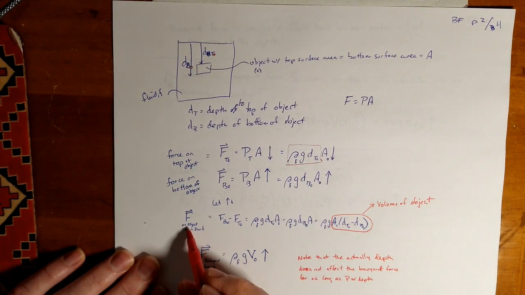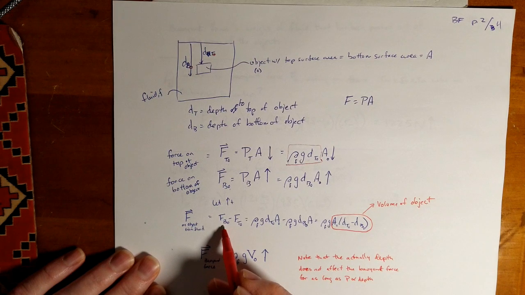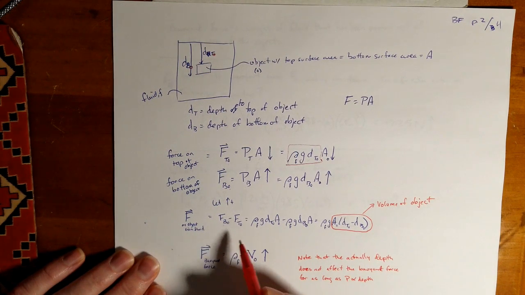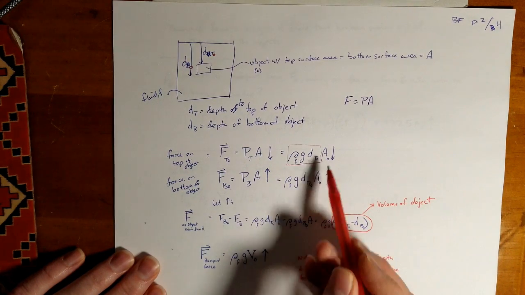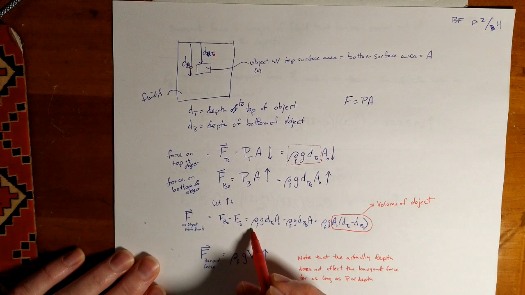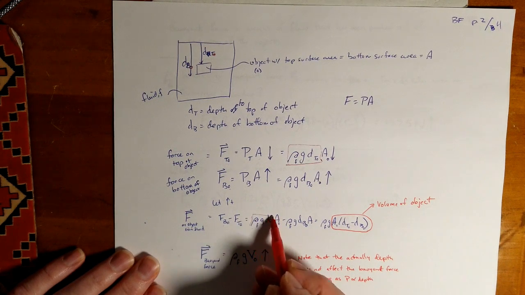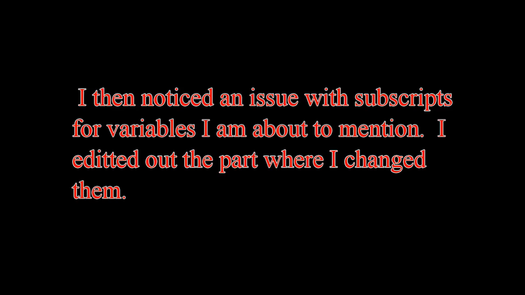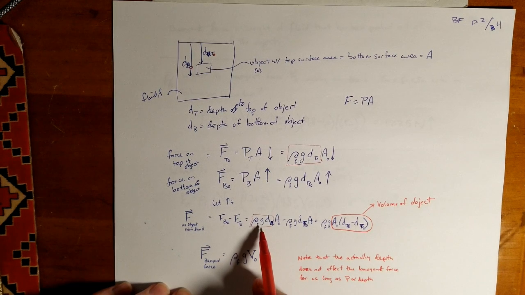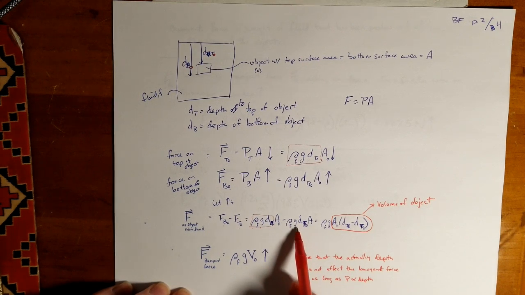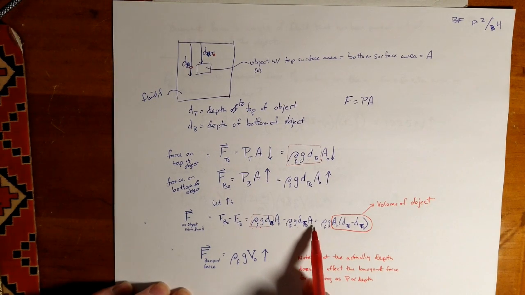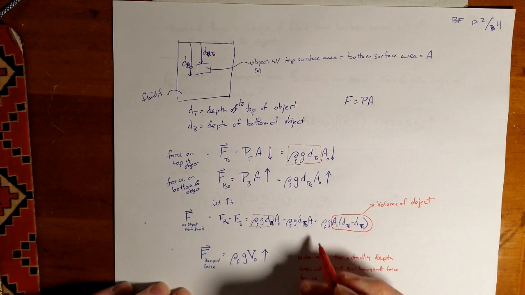So for the difference in the force, I know that the bottom force is greater than the top force, so I'm going to do bottom minus top. I'm also letting up be positive, so that's a positive force, and that's a negative force. I have this pressure acting on the bottom of the object times the area of the object, minus the pressure acting on the top of the object times the area of the top of the object.